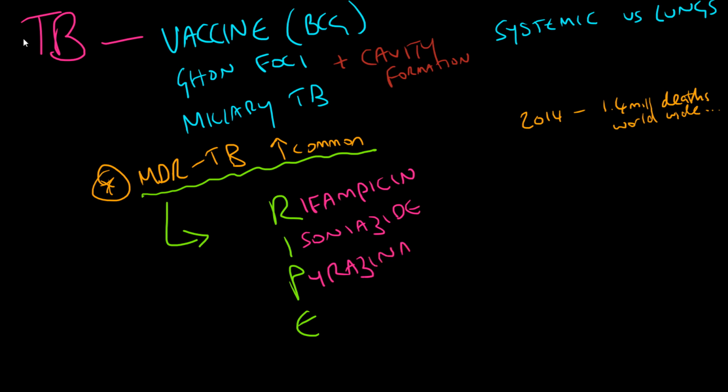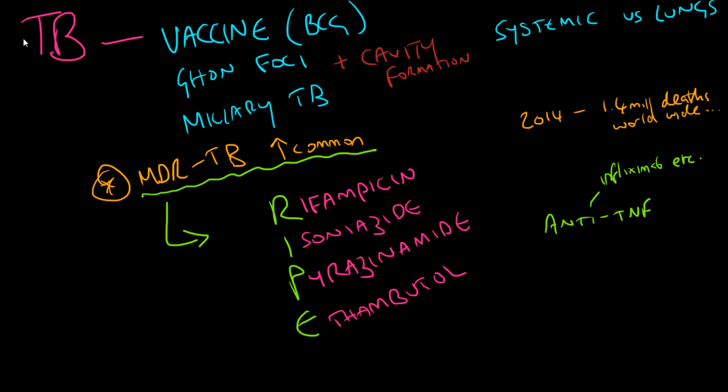In 2014, there were 1.4 million deaths worldwide from tuberculosis, so it is by no means gone in the world, even though there's vaccination for it. A growing problem with TB is multi-drug resistant TB. This is increasingly common. We're not going to focus on the different drugs you're going to look at for multi-drug resistant TB. We're going to be looking at the RIPE mnemonic for the main antibiotics: rifampicin, isoniazid, pyrazinamide, and ethambutol. And that is the RIPE mnemonic, RIPE.